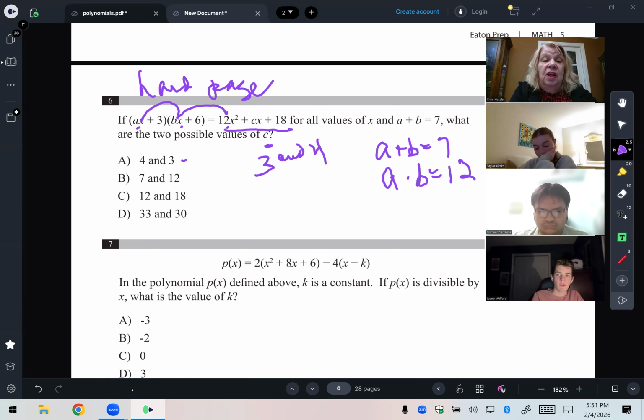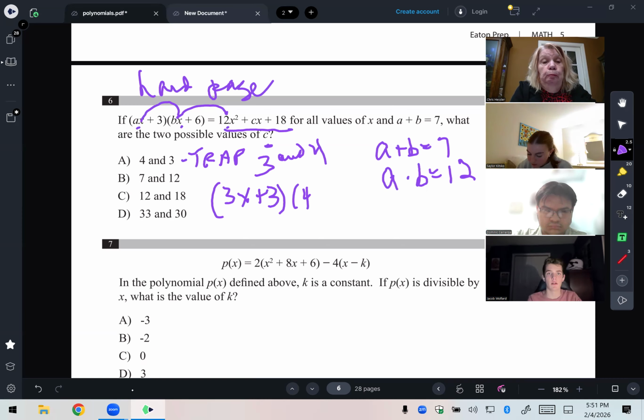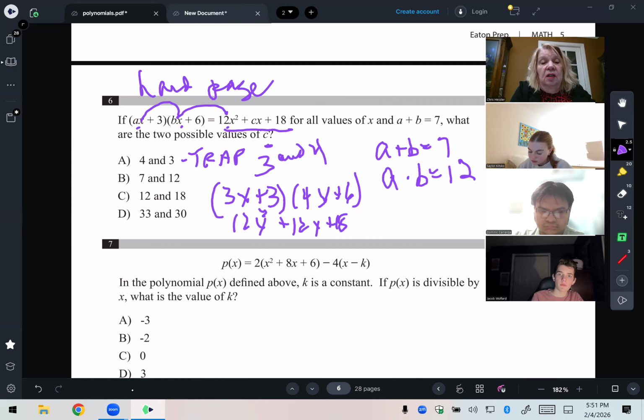So this looks like our answer, but it's a trap. Remember I said they like to put traps in answer choice A. So now we have to put this back in. So we would have 3x plus 3, and then we'll put the 4 in for b. And that will give us 12x squared plus 12x plus 18x plus 18. So that'll be a 30. Oops. Sorry, it's hard to write on this glass. I always say that, but it is hard. So it's beginning to look like maybe D.